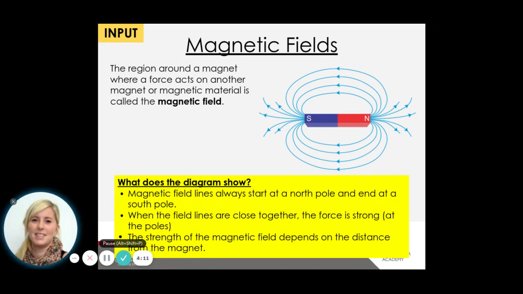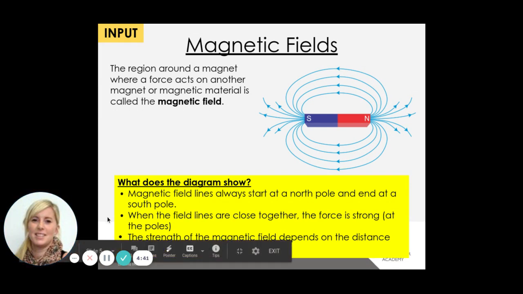It would be well worth at this point making a revision card on magnetic fields. So pause the video, get yourself a revision card, draw this diagram and annotate it with the notes in yellow. The magnetic field lines always start at the North Pole and move round towards the South Pole. When they're close together, the force is strong, and it is strongest at the poles. And lastly, the strength of the magnetic field depends on the distance from the magnet. So make yourself a revision card.